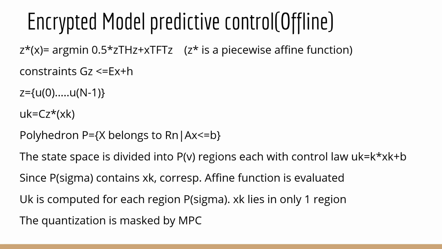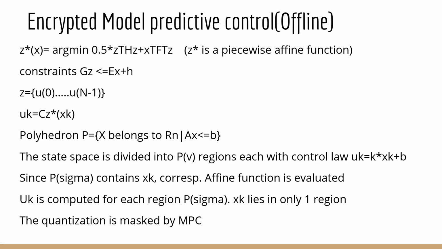Now when the state space gets mapped to a polyhedron and each region has a control law, we first have to compute u of k. So we have to evaluate the affine function. Then we encrypt it, since it's encrypted model predictive control, where we encrypt u of k equals K x of k plus b, maybe using Paillier. This computation is done in the cloud and the encrypted u of k is given to the actuator. The actuator decrypts it and gives the decrypted u of k back.